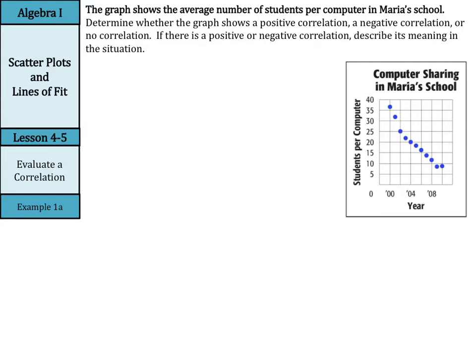The graph shows the average number of students per computer in Maria's school. We need to determine whether the graph shows a positive correlation, a negative correlation, or no correlation at all. If there is a positive or negative correlation, we need to be able to describe its meaning in the situation. Well, as I look, things seem to be going in a downward direction here as time is going on. My students per computer are going down. Means we're getting possibly more computers in the building. So what we can say here is that there is definitely a negative correlation.